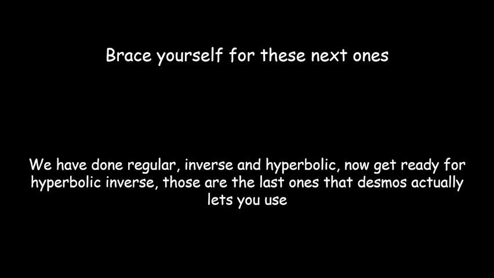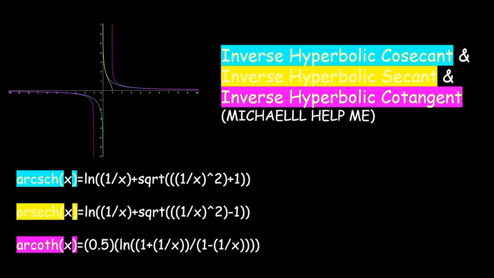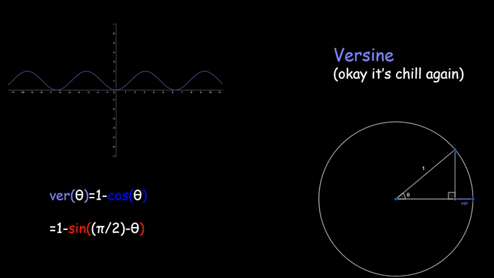Now brace yourself for these next ones. We have inverse hyperbolics now. We have sine, cosine, and tangent, inverse hyperbolic. We have the natural log. Very nice. Next we have inverse hyperbolic, cosecant, secant, and cotangent. More natural logs and more reciprocals.